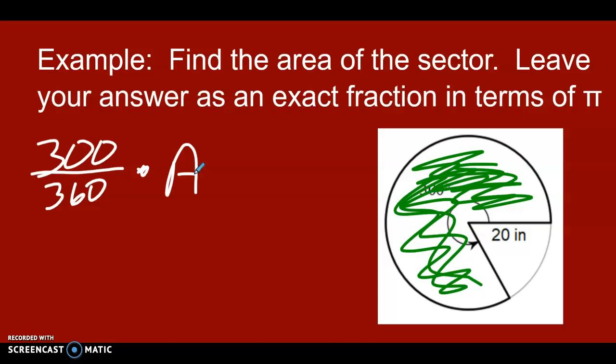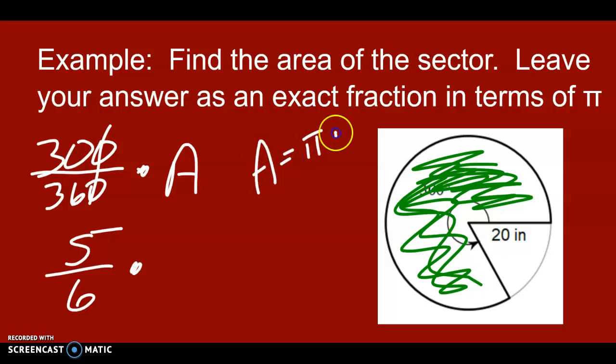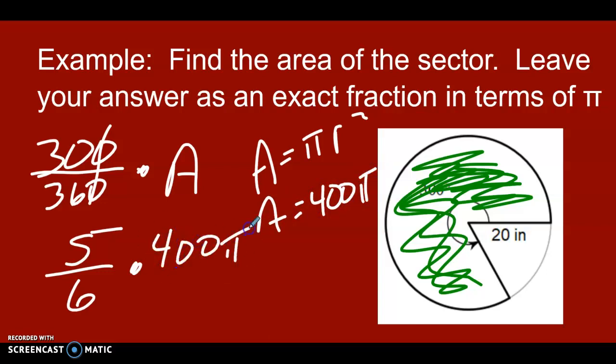So let's go ahead and do a couple little pieces of math here. First of all, 300 over 360, I can reduce that down into 30 over 36, and I can divide both 30 and 36 by 6, making it 5/6. So it's 5/6 of the circle is shaded. Now we just need to times that by the area of the circle. And area is pi r squared, and your radius is 20, so the area is going to be 400 pi. Because 20 squared is 400, and we leave our answers in terms of pi.